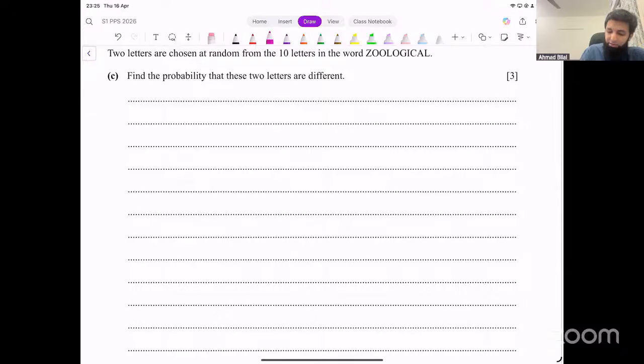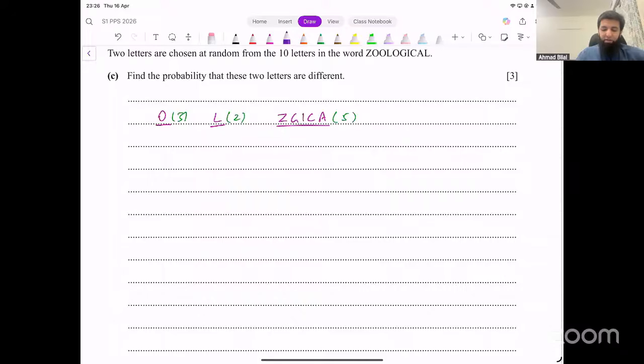What are the repeated letters? There are O's and L's. O's are repeated and L's are repeated. So let's make cases for the repeated letters. Let's do it the standard way. O, L, and then the remaining letters are not repeated. The remaining letters are Z, G, I, C, A. These are 5. O's are 3 in number, L's are 2 in number, and the remaining letters are 5 in number. That makes it 10 letters in total.